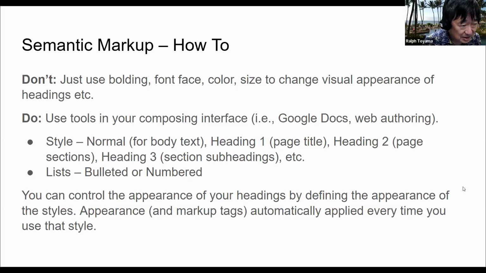Oh yeah, lists. Yeah, this also makes it easier. You just type in your list items and then you highlight the whole thing and say whether you want a bulleted list or a numbered list. So that allows the screen reader to say, this is a list, list item, list item, list item, end of the list. So it makes it a little bit easier to hear.